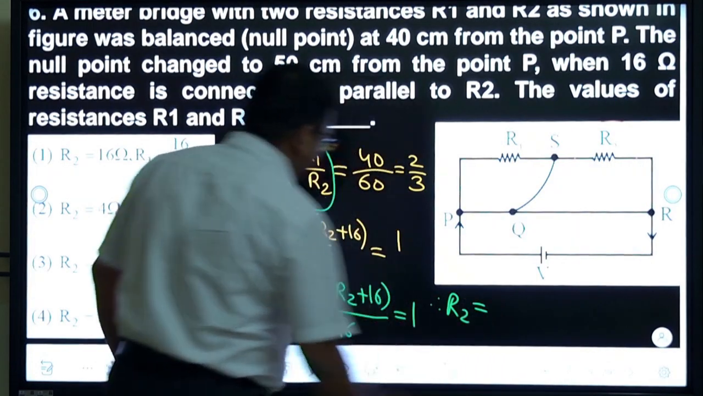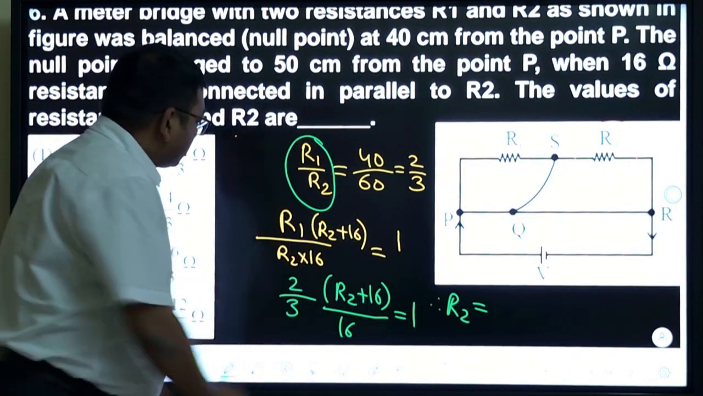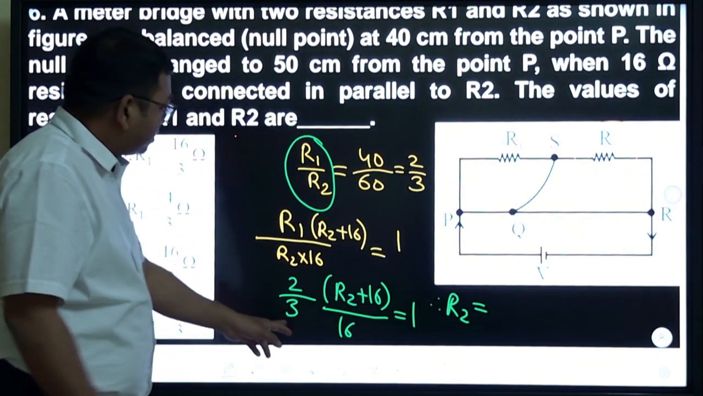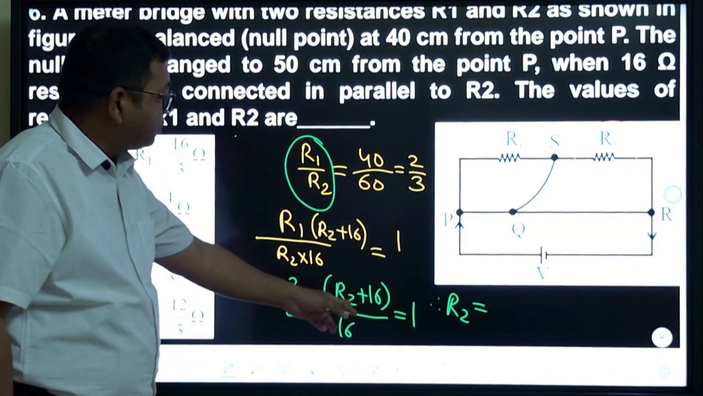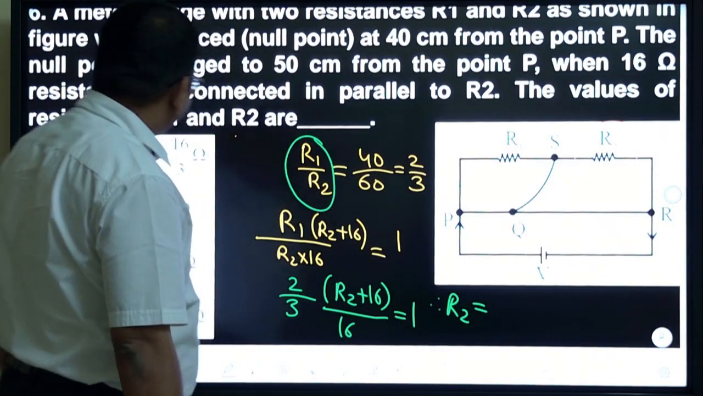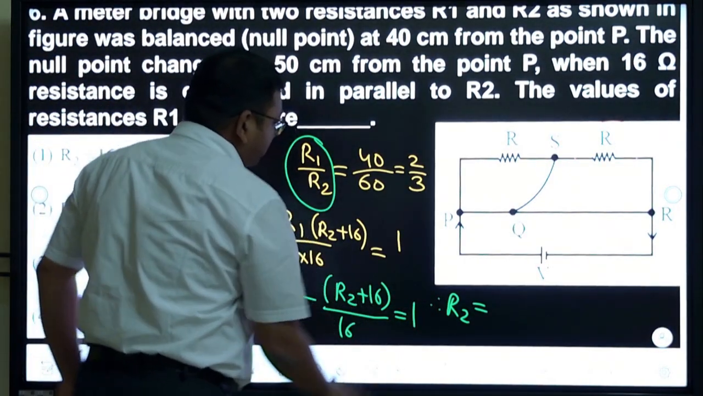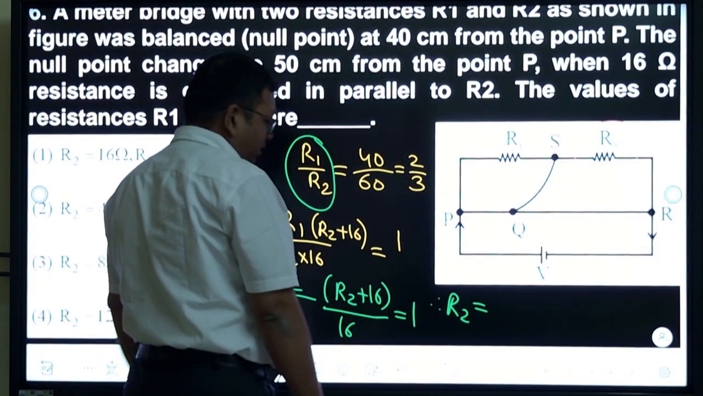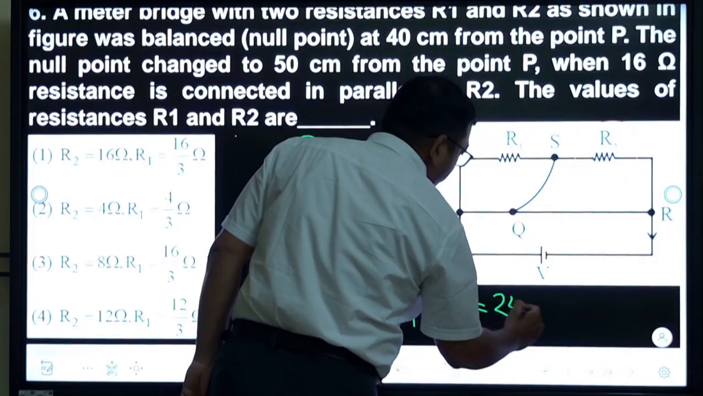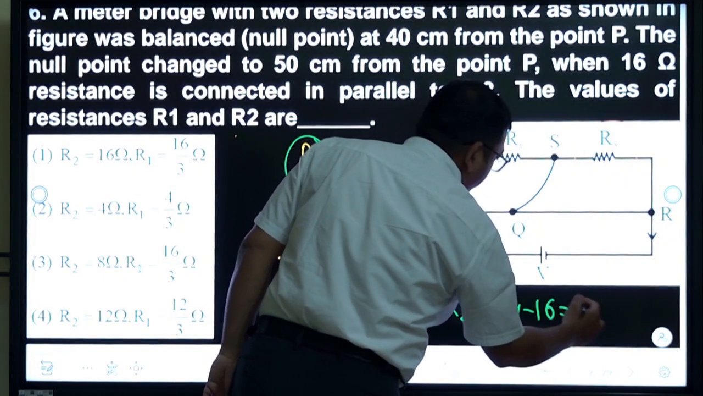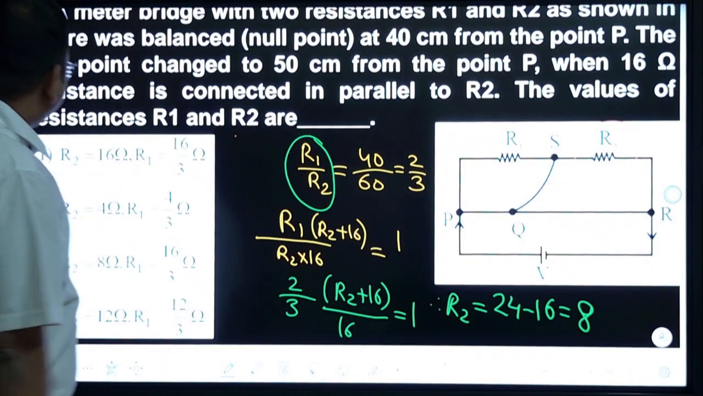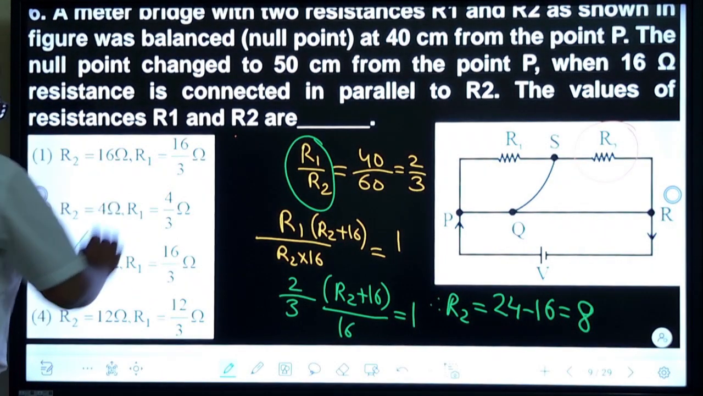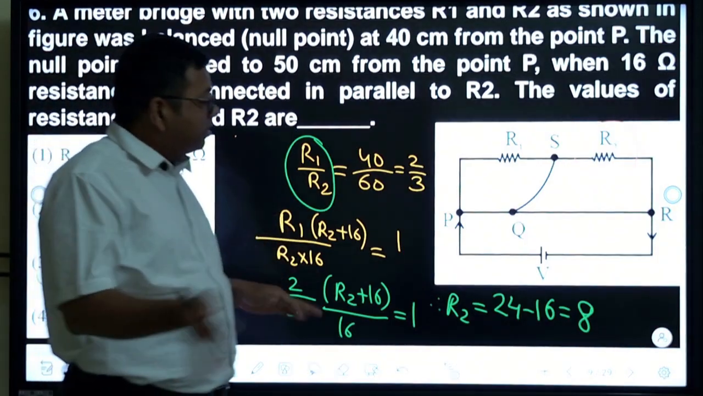Calculate R2. So this is going to be 2, you cancel out, this is 16, 8 into 3, 24, right? 24 it will become. And 24 minus 16. 24 minus 16 is how much? Is it 8? 8. So this is the answer. You don't have to calculate R1. Fine. Let us move next.